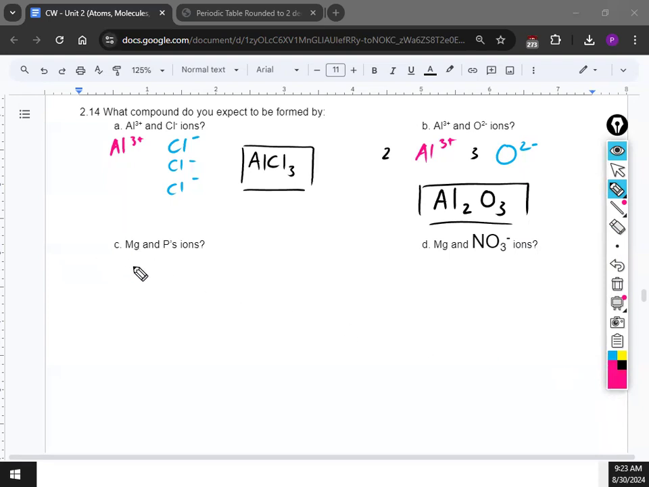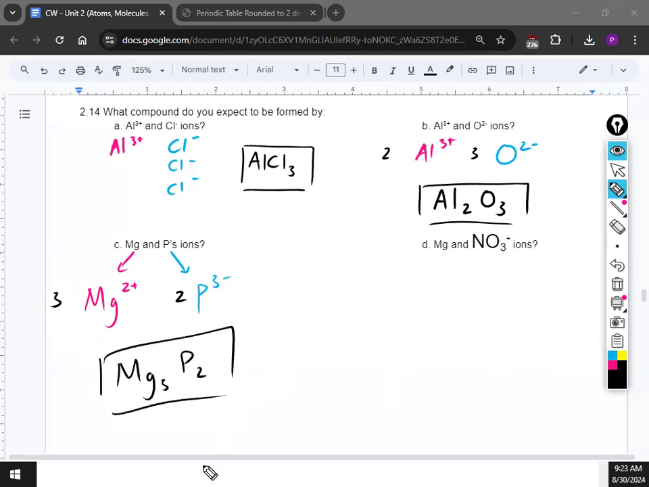All right, so for the next one, you have to actually go to the periodic table and look at the pattern for the monatomic ion charges. If you take a look, Mg has a charge of +2. Phosphorus has a charge of 3-. Okay, so same thing right here as the previous one. You need 3 magnesiums and 2 phosphoruses. So it's going to be Mg3P2. And that's going to be your ionic compound.